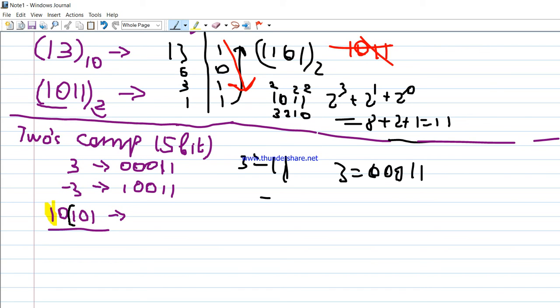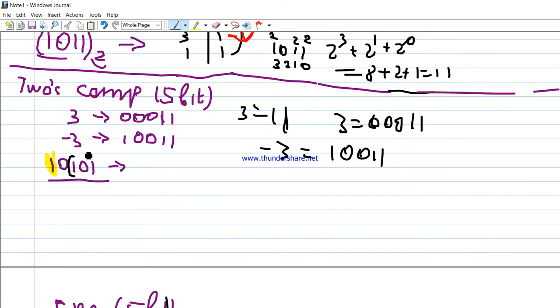When it comes to -3, this is a bit different. So for -3, there is a bit for sign. The first bit is usually the sign bit. So we'll have 1, 0, 0, 1, 1. So 1 is minus, 0 is plus, and this is a sign bit basically.